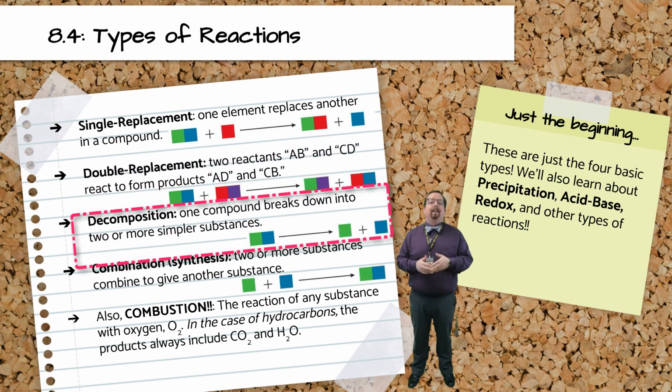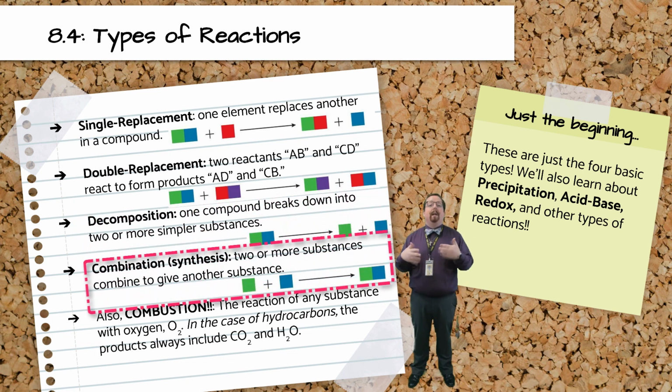Decomposition reactions are basically when a compound breaks apart, or decomposes, into smaller substances. That's like when you and your friend break up, so to speak. And a combination reaction is just the opposite. Almost all reactions can be classified as one of these four. There are other classifications though, and many reactions can be classified as more than one type of reaction.